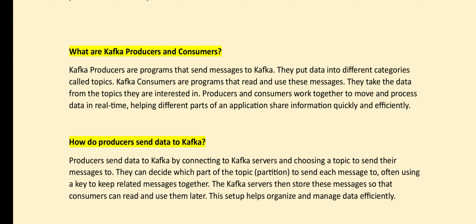How do producers send data to Kafka? Producers send data to Kafka by connecting to Kafka servers and choosing a topic to send their messages to. They can decide which part of the topic to send each message to, often using a key to keep related messages together. The Kafka servers then store these messages so that consumers can read and use them later. This setup helps organize and manage data efficiently.